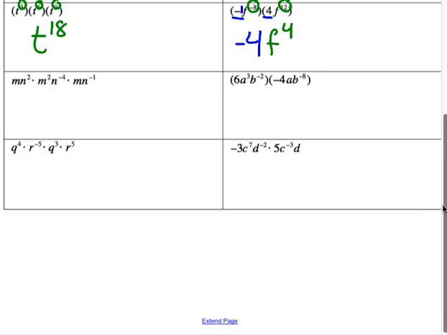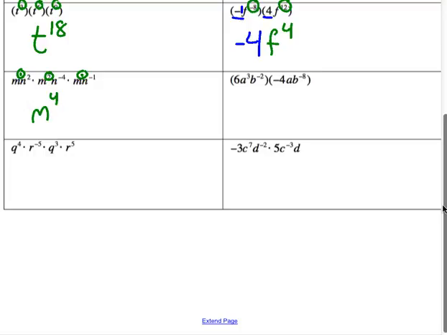So, moving right along. This one, there's no numbers out front, okay? So I just have to deal with the exponents. So this is an m to the first, an m squared, and an m to the first. So 1 plus 2 plus 1 gives me an m to the 4.